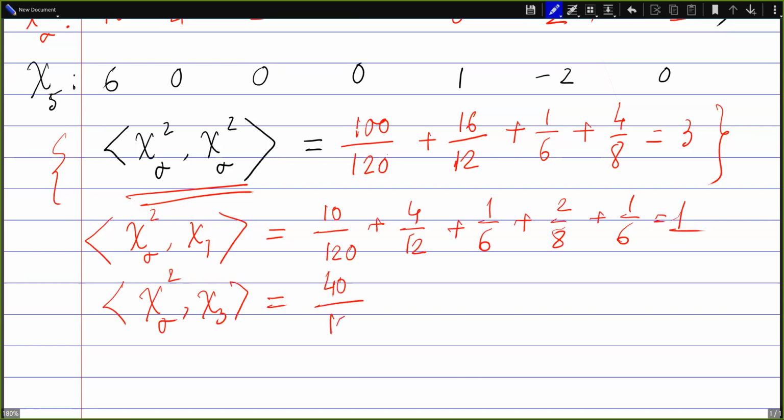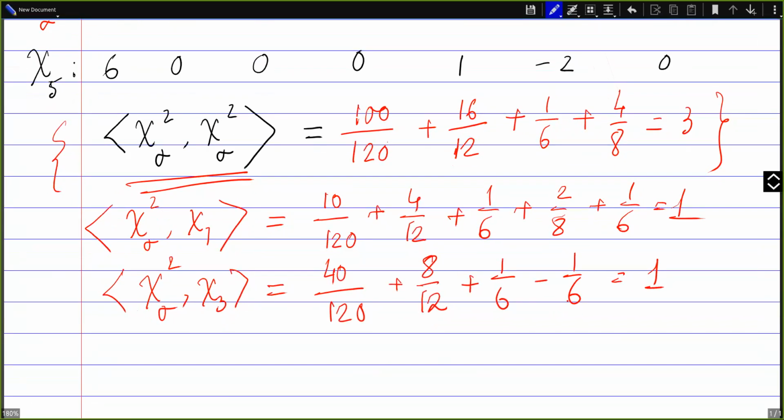40 by 120, then 8 by 12, then 8 by 12, then 1 by 6, then minus 1 by 6. It also happens to be 1.